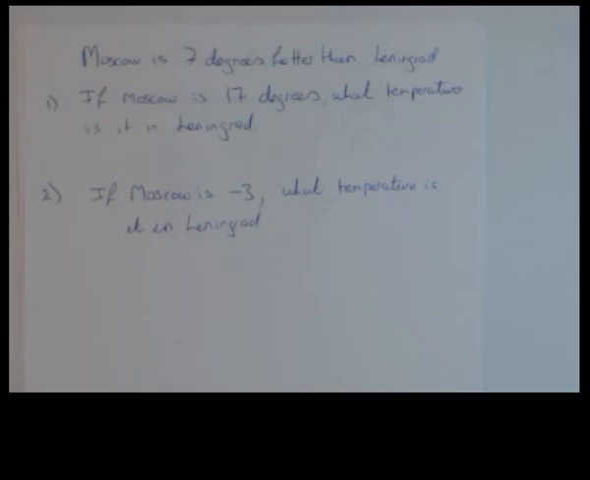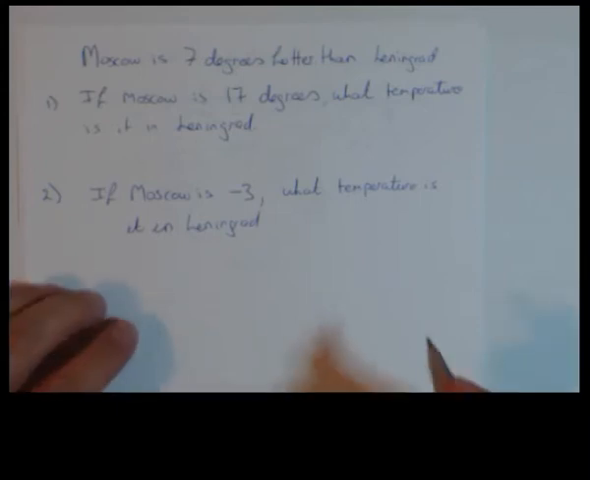Okay, let's have a look at the second type of question. So, just like yesterday, we're going to sort of reverse the question. We're still saying that Moscow is 7 degrees hotter than Leningrad, but we're asking, if Moscow is 17 degrees, what temperature is it in Leningrad? So remember, the first question, it tells you what temperature it is in Leningrad, and you added 7 to find out what it is in Moscow. But if we know what temperature it is in Moscow, we have to do the opposite of that adding. We have to go back down again. We have to subtract 7 degrees to find out what temperature it is in Leningrad.